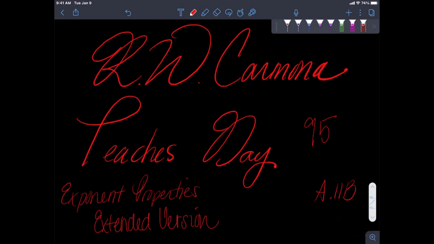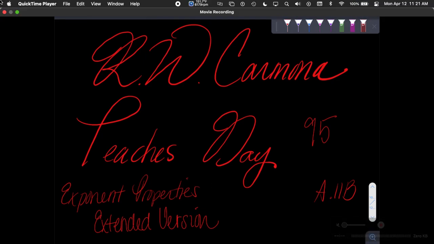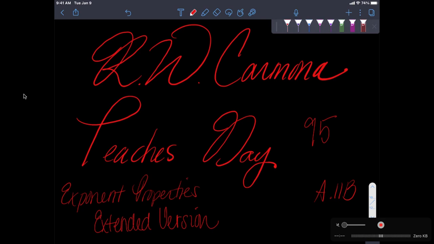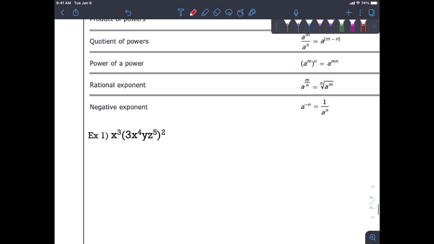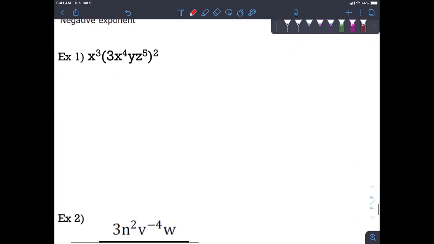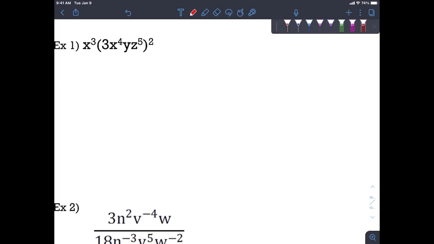Algebra 1, Day 95. Today we're going to be talking about exponential properties again. This is kind of the extended version, the slightly more difficult problems. All right, so let's go ahead and jump into it. So you guys already know the rules. We reviewed those last time. So this time I'm going to focus on working through these more difficult level problems.